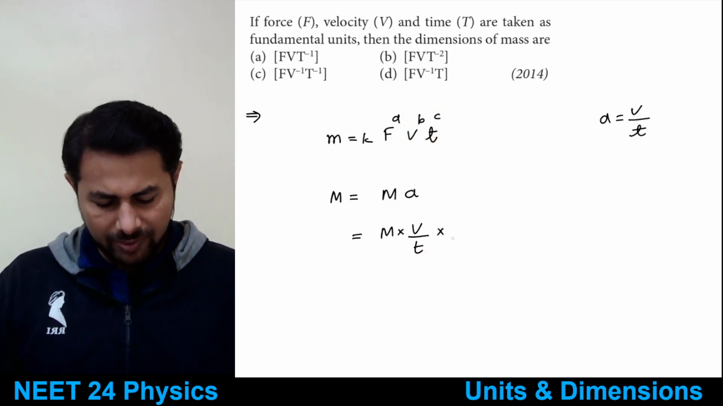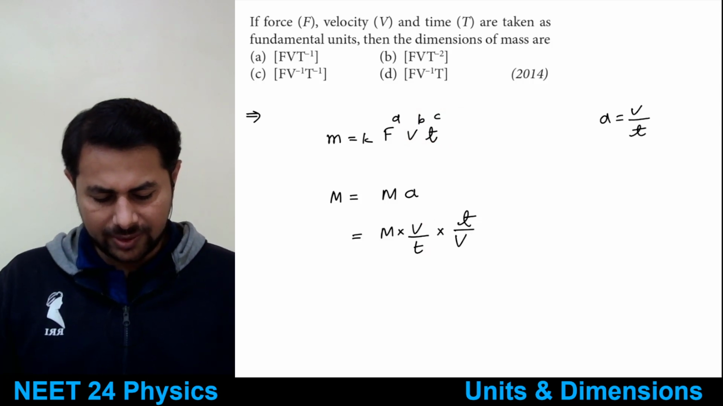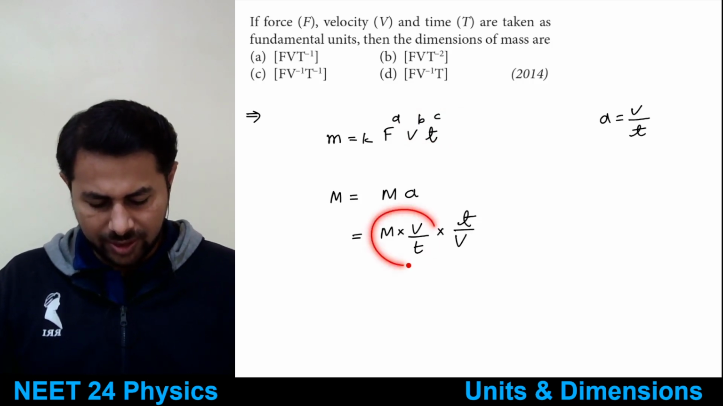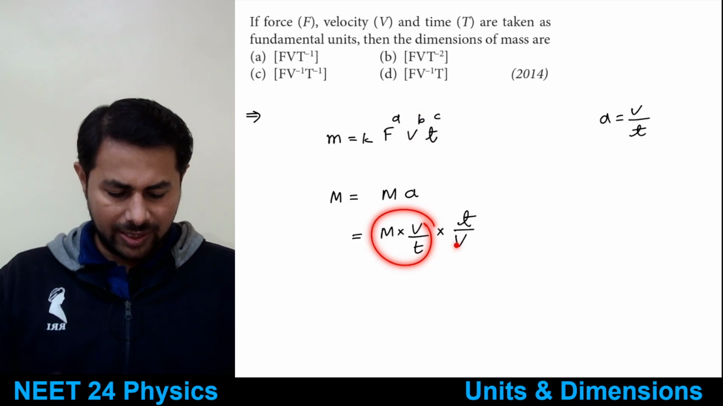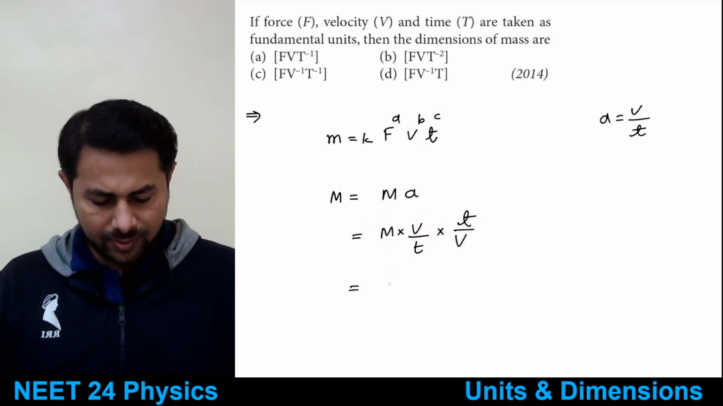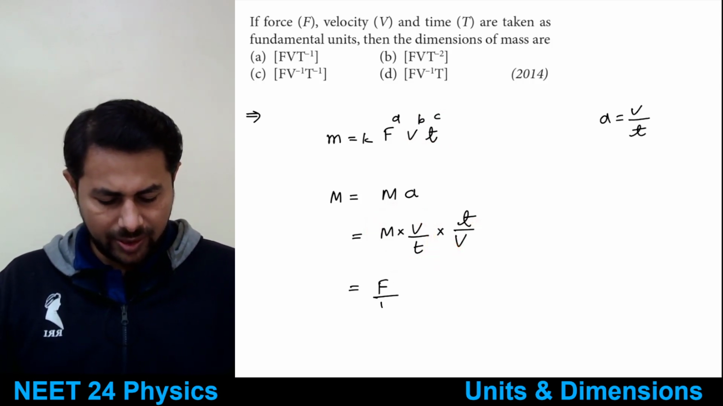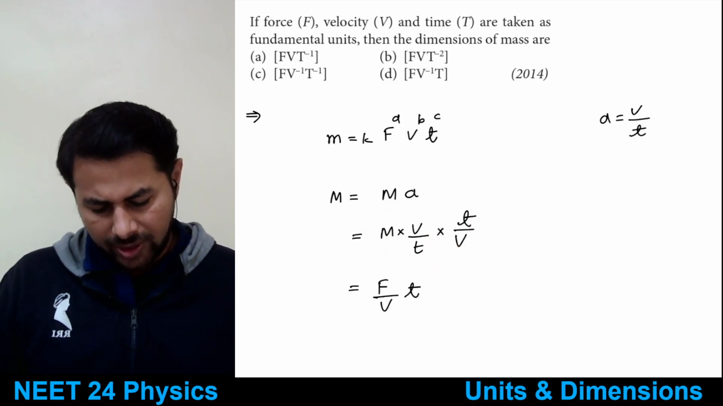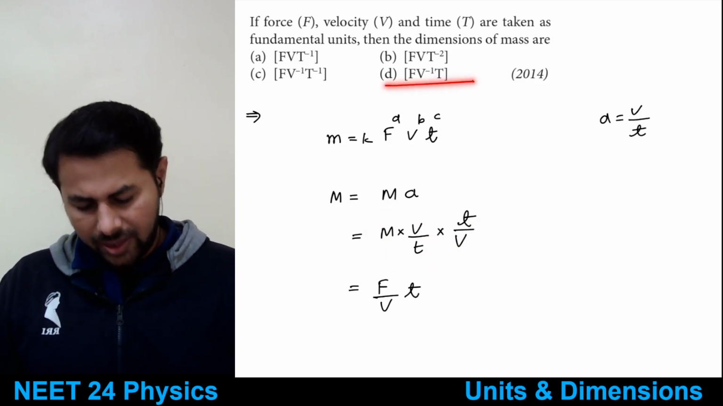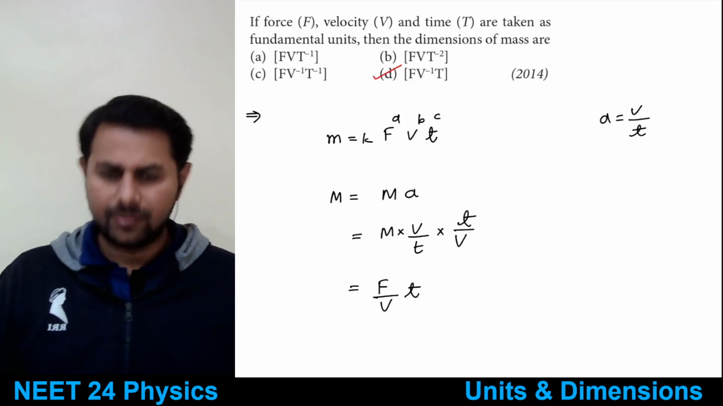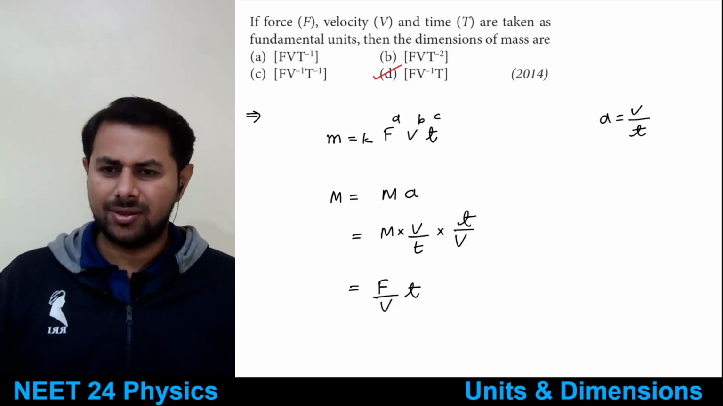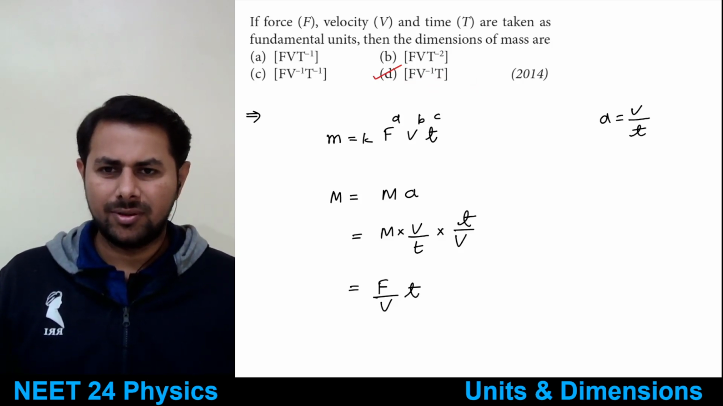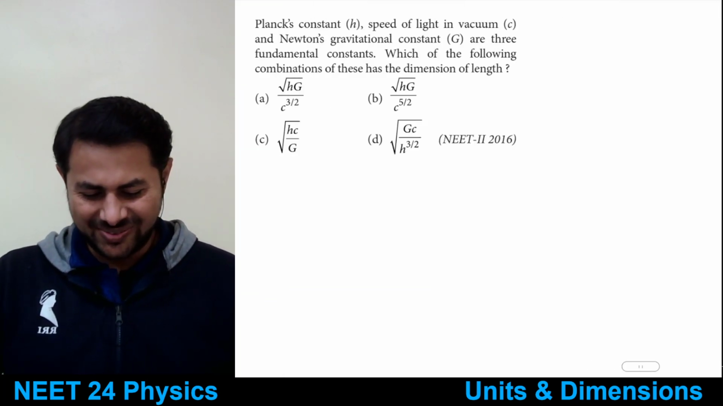You should divide by v and multiply by t. That's it. So this thing is force, and you are dividing by v, multiplying by t. So force by v times t. This should be the answer. Yeah, so it is option D. Very good. Okay, somebody said option D. Alright, let's see next one.